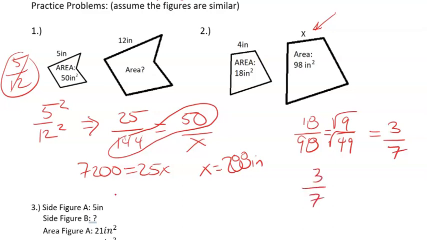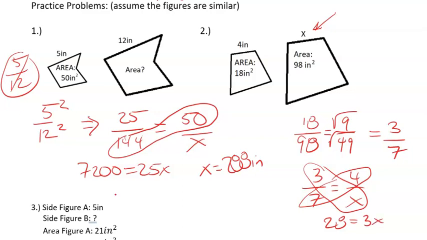So 3/7 equals 4/x. And you get 3x equals 28. So x equals what? 9.3 about inches.